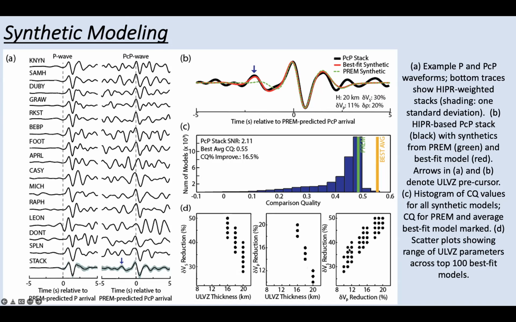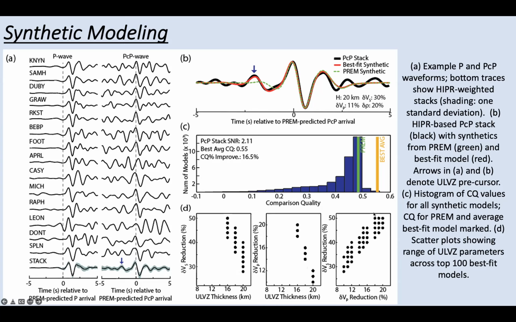The last couple of panels here in D are plots of, again, the top 100 best fit models for this particular event. And we're plotting the ULVZ characteristics, so both thickness, shear wave velocity reduction, and P wave velocity reduction. I realize it looks like there's not 100 dots on here, but the reason is that any model that only varies by change in density is going to plot on top of one another. So some of these dots have multiple dots stacked on top of each other.